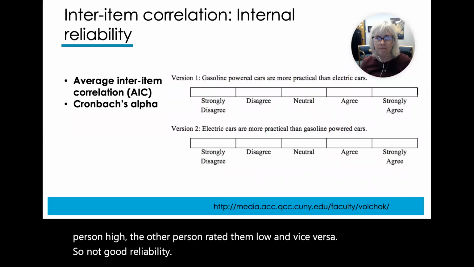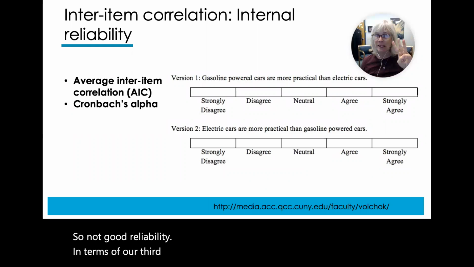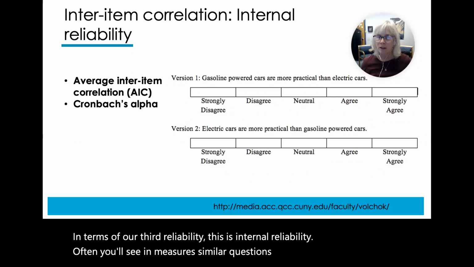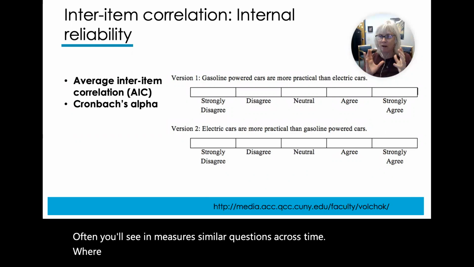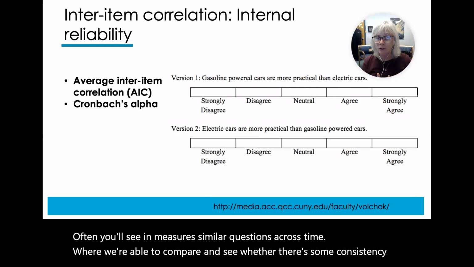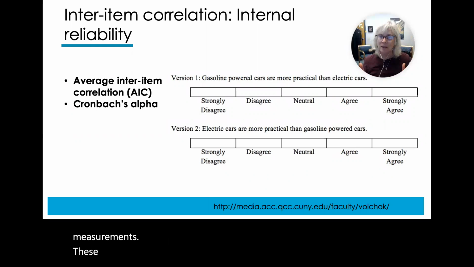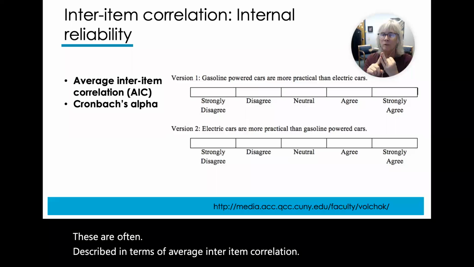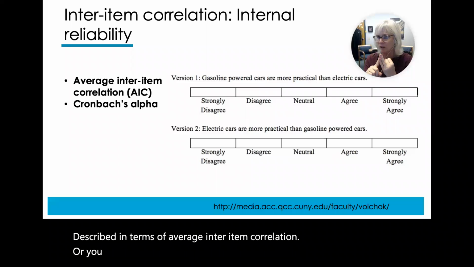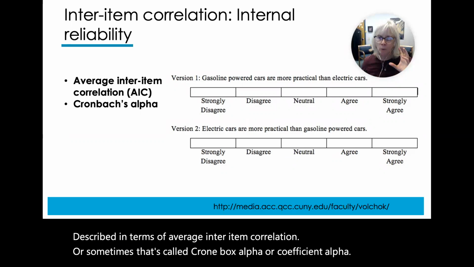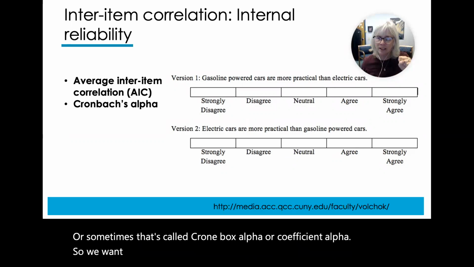In terms of our third reliability, this is internal reliability. Often you'll see in measures similar questions across time, where we're able to compare and see whether there's some consistency in measurements. These are often described in terms of average inter-item correlation, or sometimes that's called Cronbach's alpha or coefficient alpha. So, we want as strong a correlation as possible among them.